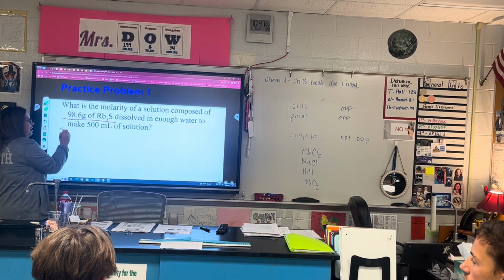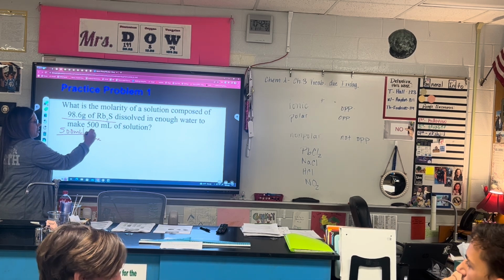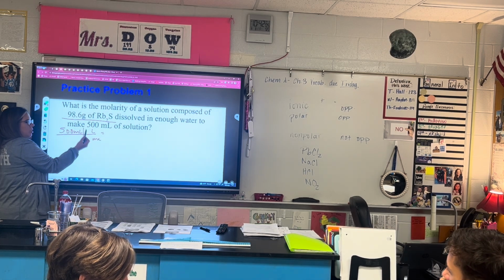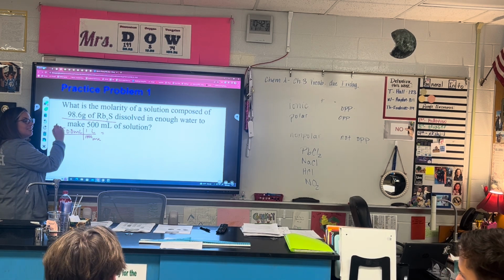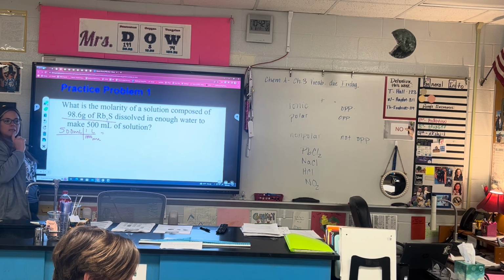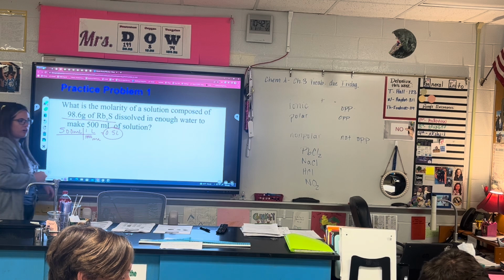And is it 1,000 times larger or smaller than a liter? Smaller. So if I had 500 milliliters and I put milliliter down here and liter up here, which is larger? Liter, and milli stands for 1,000. So I would have to divide by 1,000. So what's my answer? 0.5 liters. Now you have that starting volume.